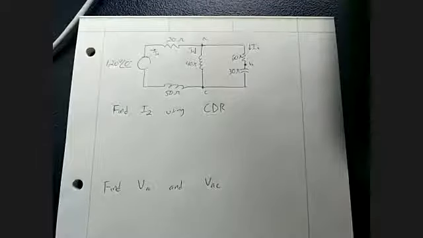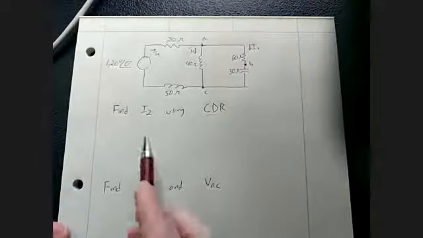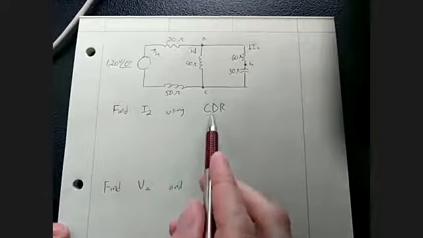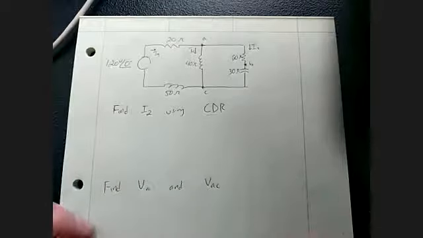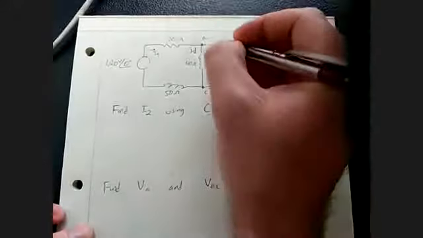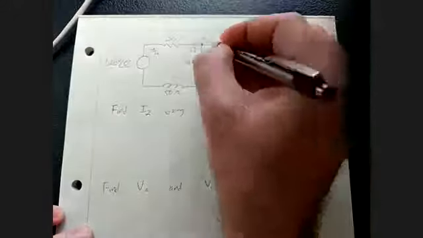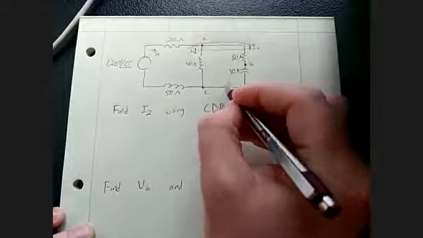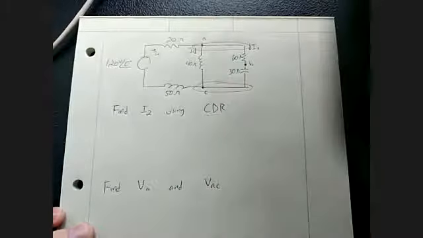Okay, so this is Z for 300. What we're being asked to find is I2 using the current divider rule. Remember, whenever we're doing all of these, it's worth labeling your nodes. And with current divider rule, what we're looking for is the node of dividing until the node of rejoining.